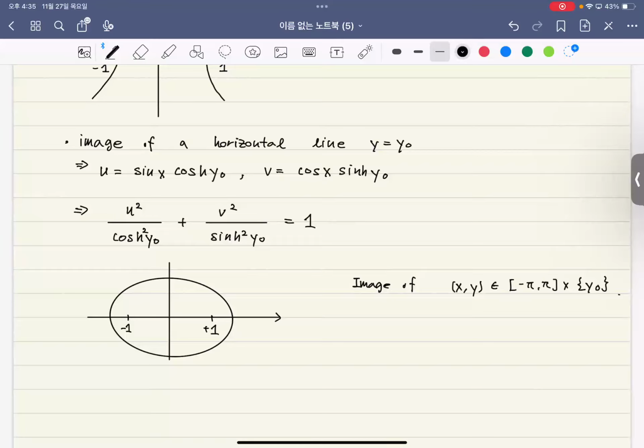So as y0 increases, your image curve is more and more like a circle, right? But on the other extreme, if y0 is getting really close to 0, then your ellipse is shrinking and shrinking, and eventually it will converge to a line segment between minus and plus.